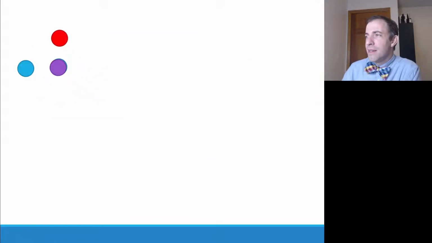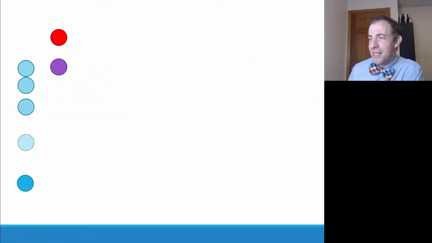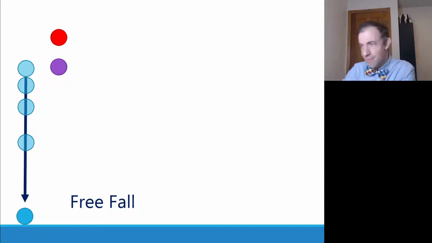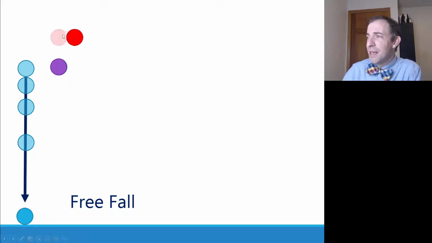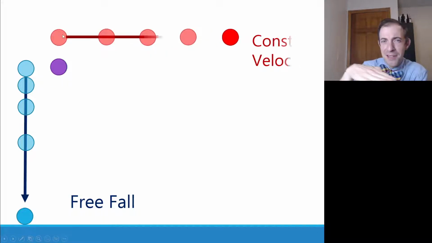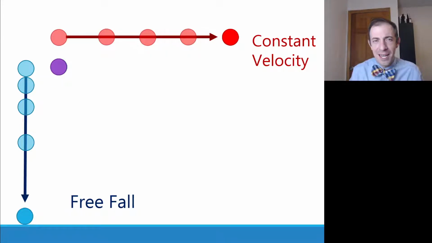So another way that we can think about this is imagine that you drop a ball that's in free fall, and we know that it accelerates. So it gets farther and farther spacing as it falls because it's getting faster. And imagine if you just send a ball perfectly horizontally and just let it roll at a constant velocity. These are two different types of motion that we have talked about in our motion unit.